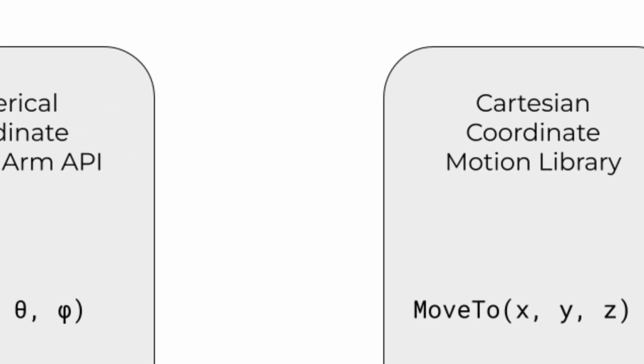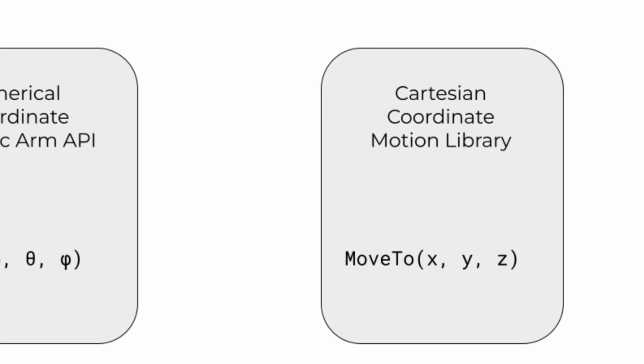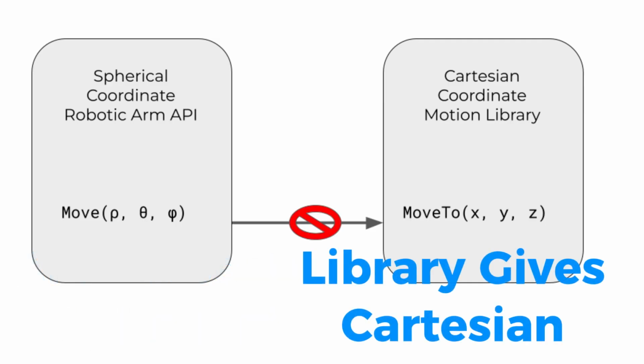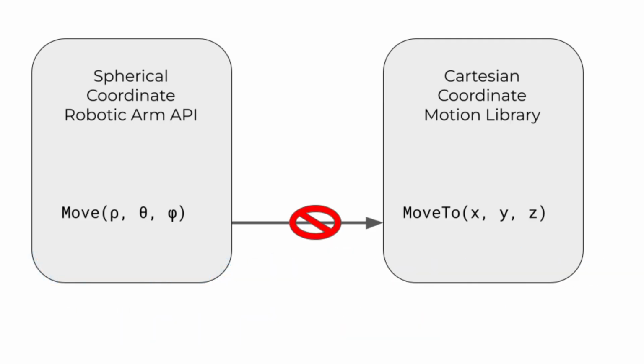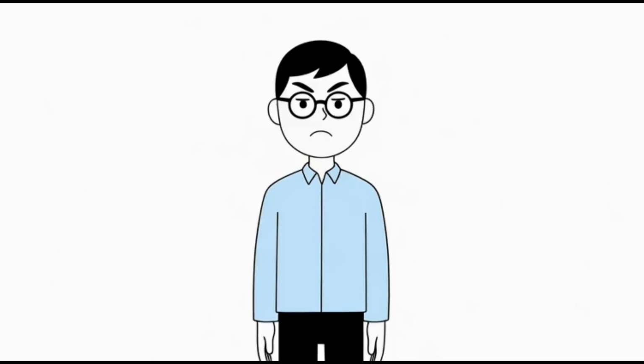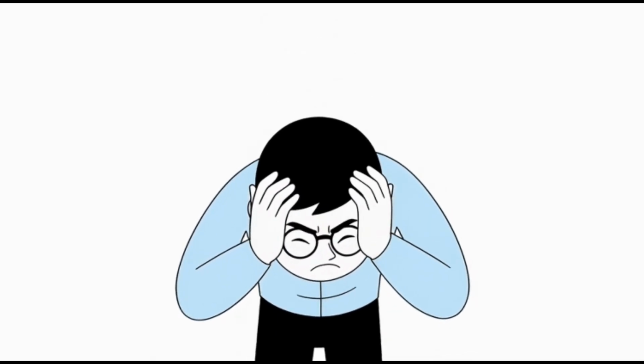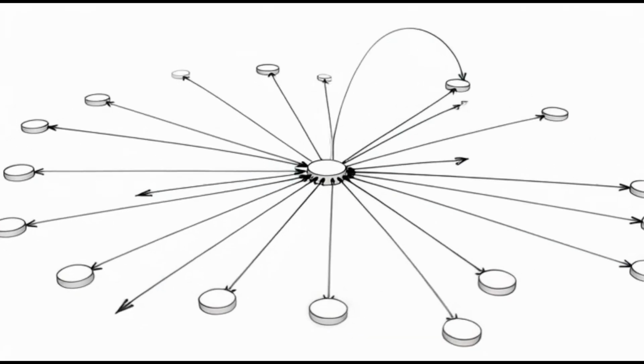Let's say your application expects a motion library which uses spherical coordinates, rho, theta, phi. But the library you want to use uses Cartesian coordinates, x, y, z. Different method names, different structure, totally incompatible. Most developers try one of three things.